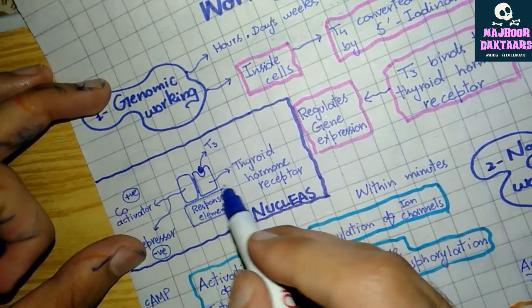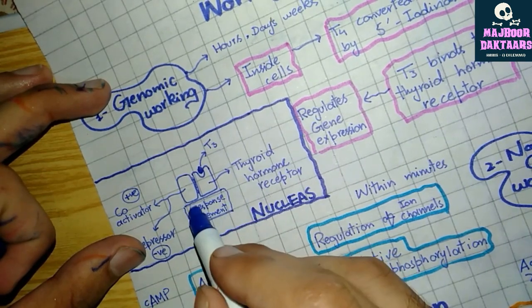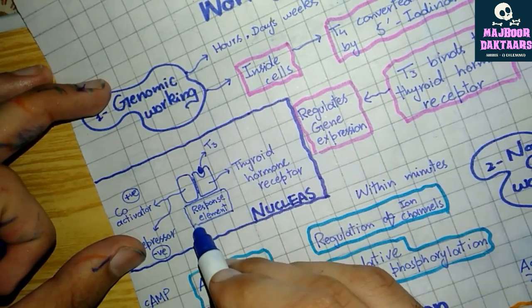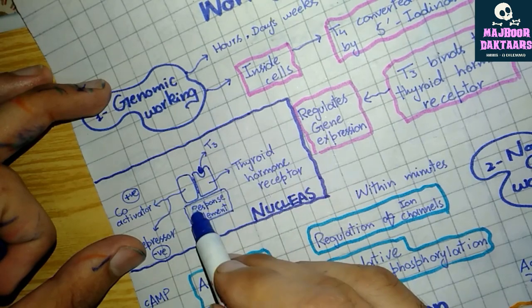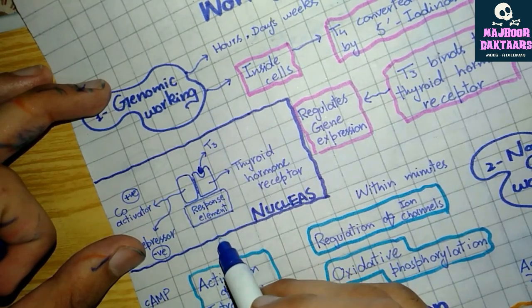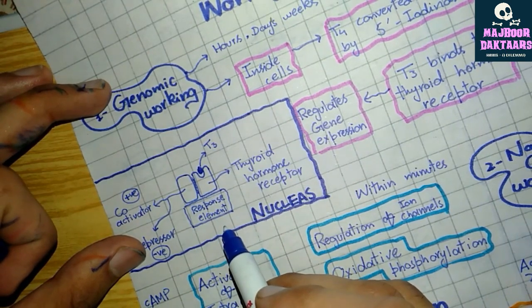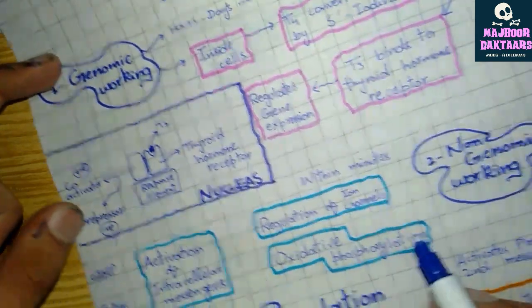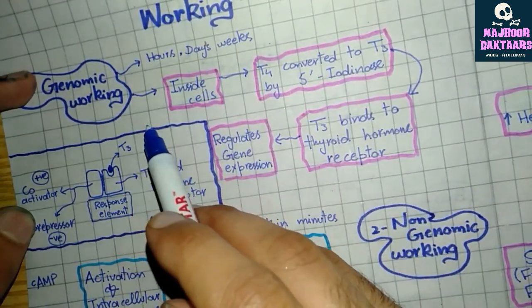Now, with the thyroid hormone, a component of DNA known as the response element is attached. The thyroid hormone activates this response element and causes gene transcription, translation, and finally protein synthesis. This was the genomic working of the thyroid hormone.